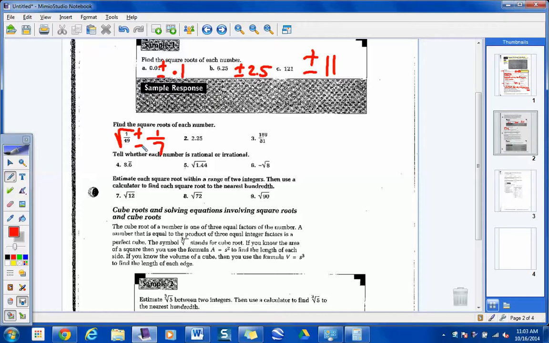All right, let's look at this. So type in, what's the next number? 2.25. Got it, kiddo? Good.